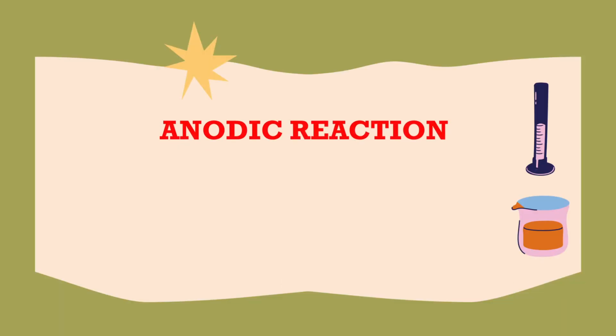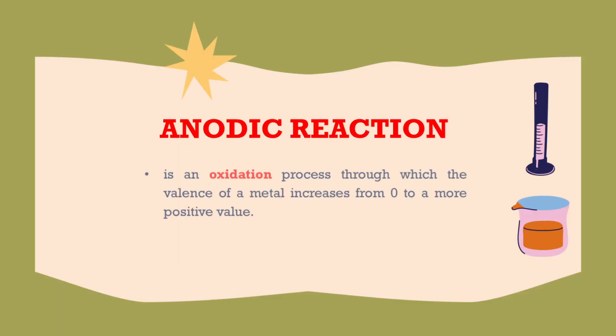So what is an anodic reaction? An anodic reaction is an oxidation process through which the valence of a metal increases from 0 to a more positive value. And since it undergoes an oxidation process, as the valence increases, the metal itself will become the negative terminal of the exchange and flow of electrons, and thus electrons present in that particular metal are released. Thus, in an anodic reaction, there is a loss, or release, of electrons.